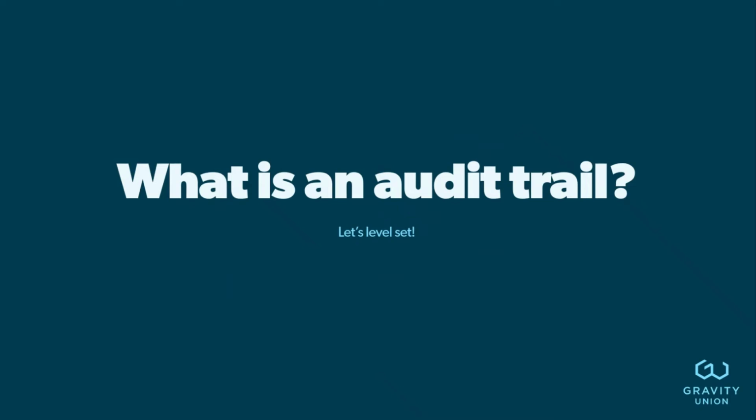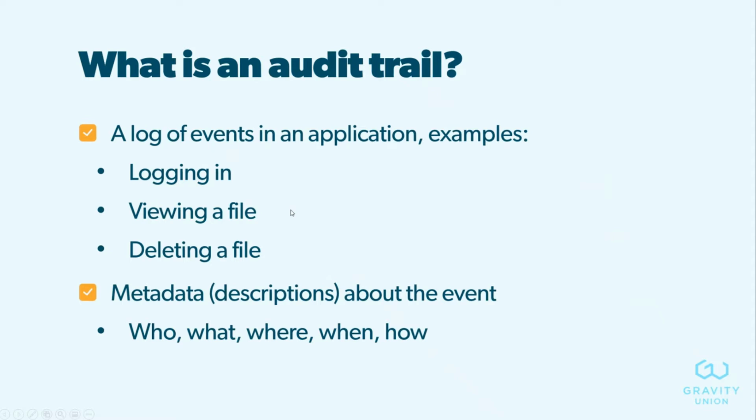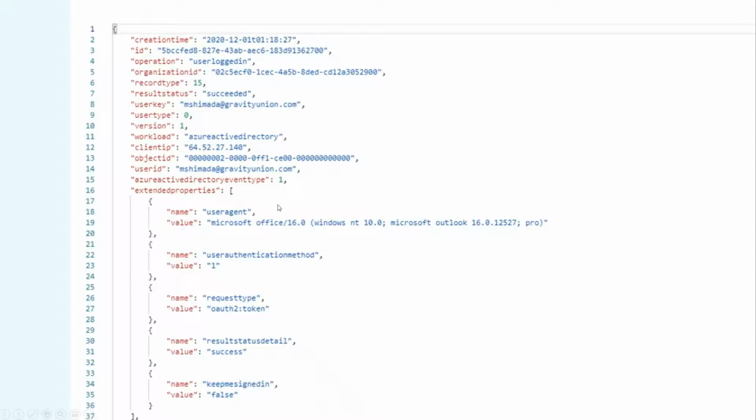So just to level set, what is an audit trail? It's that list of events that happen in the system. So it could be logging in, viewing a file, deleting a file. And each event has a bunch of metadata or information about that event. So it's the who, what, when, where, and how of that event.